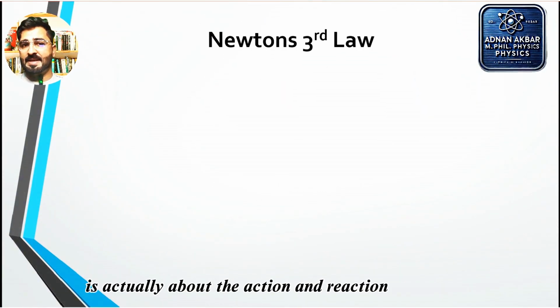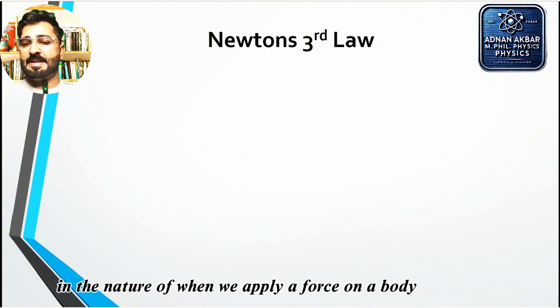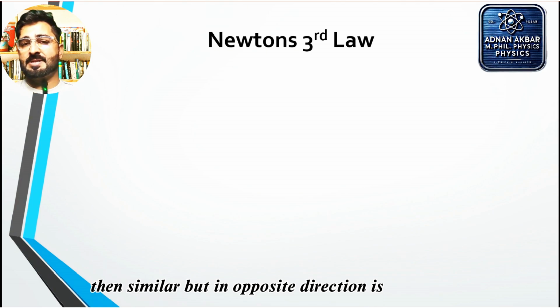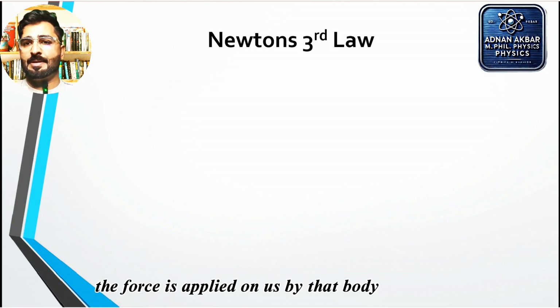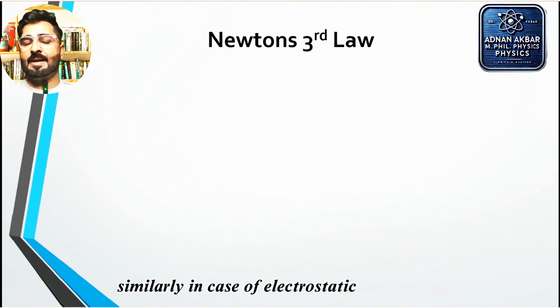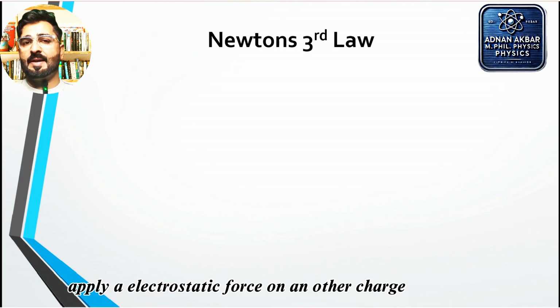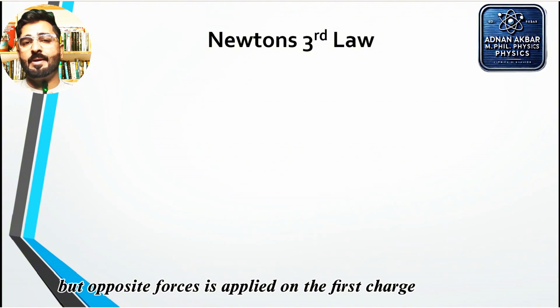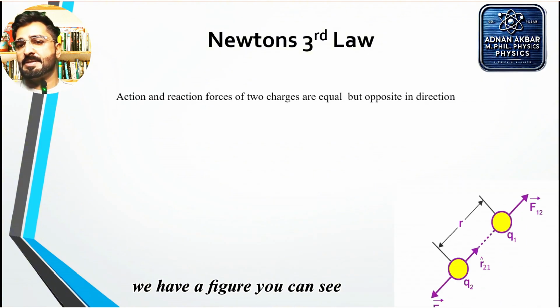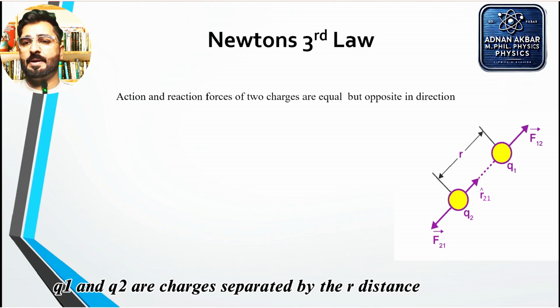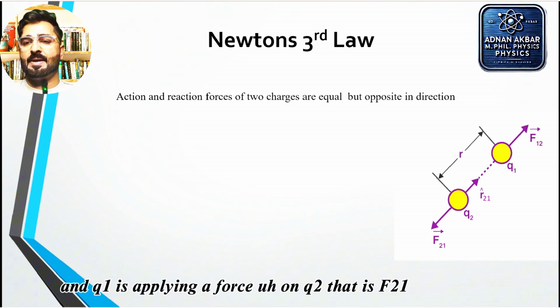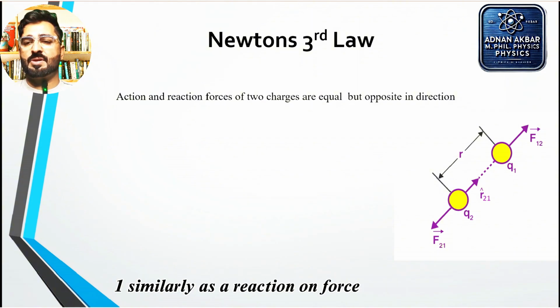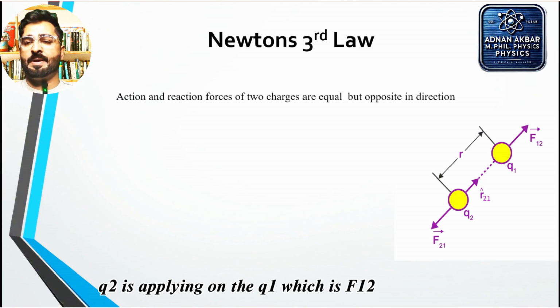Newton's third law is about action and reaction in nature. When we apply a force on a body, then a similar but opposite force is applied on us by that body. Similarly, in electrostatics, when a charge applies electrostatic force on another charge, then a similar but opposite force is applied on the first charge. We have a figure. You can see Q1 and Q2 are charges separated by the distance r, and Q1 is applying a force on Q2, that is F21. Similarly, as a reaction, Q2 is applying a force on Q1, which is F12.